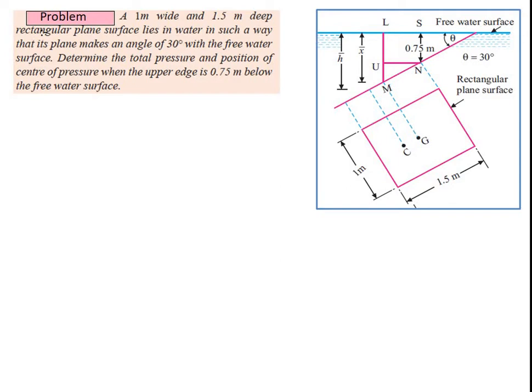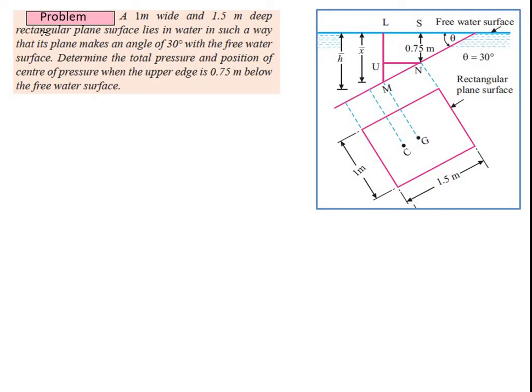So the problem is: consider a 1 meter wide and 1.5 meter deep rectangular plane surface lying in water in such a way that its plane makes an angle of 30 degrees with the free water surface. Then determine the total pressure and position of the center of pressure when the upper edge is 0.75 meter below the free water surface. Now consider this is the plane where the angle of inclination theta is given as 30 degrees.